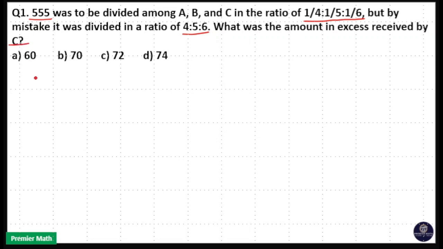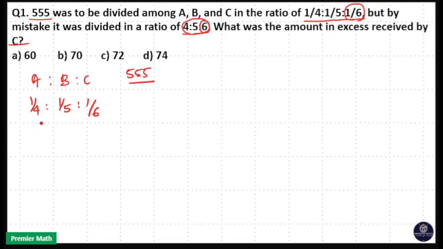So we have three people A, B and C here. Rupees 555 should be divided among them in the ratio 1/4:1/5:1/6. But by mistake they divided the amount in a ratio 4:5:6. So we have to find out the excess amount received by C. What is the excess amount received by C? It's the difference between 1/6 part out of first ratio and 6 part out of second ratio. So here the original ratio is this one.